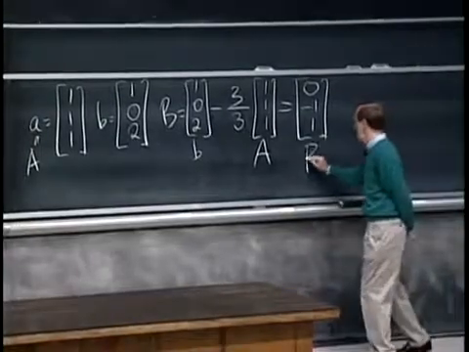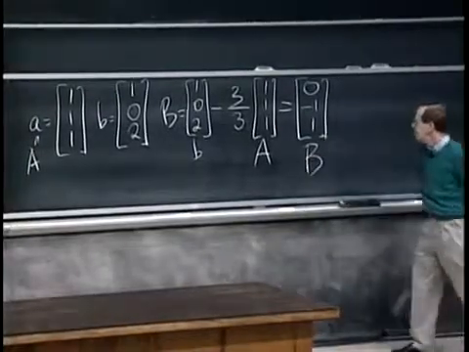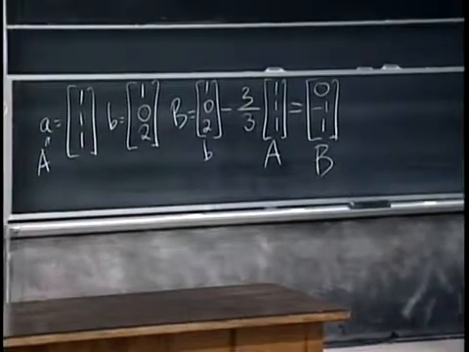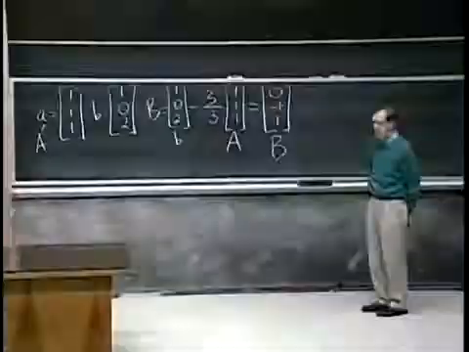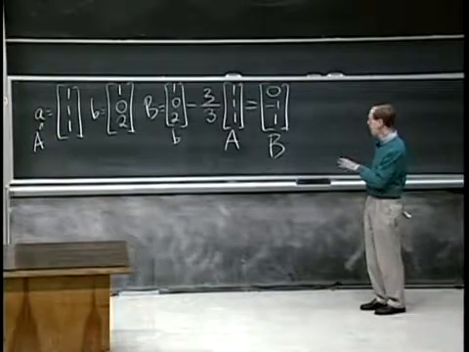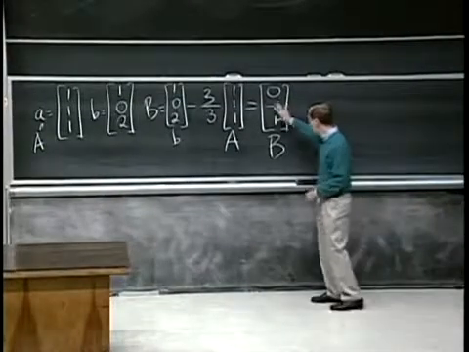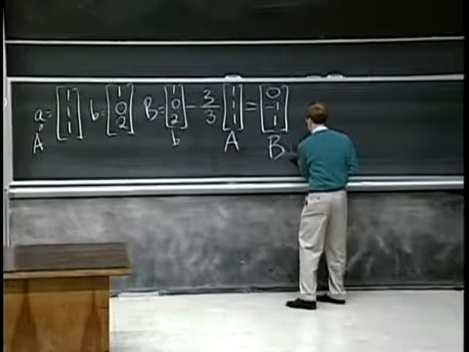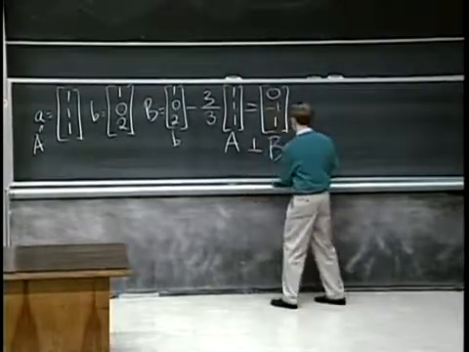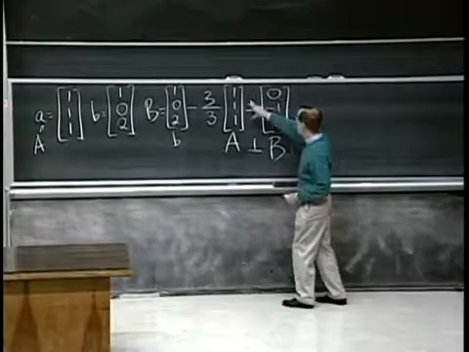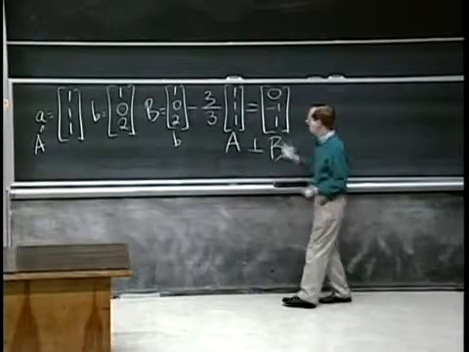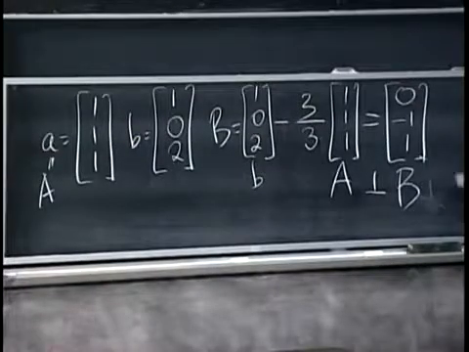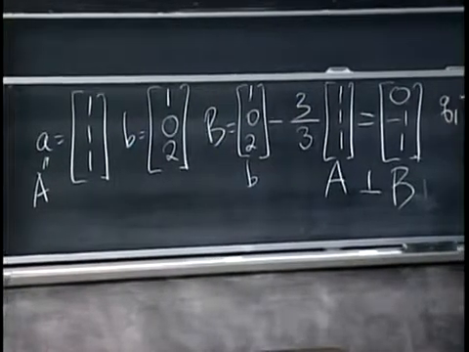And what's this vector that we finally found? This is B. And how do I know it's right? How do I know I've got the vector I want? I check that A and B are perpendicular. Just look at that. The dot product of that with that is 0. Okay. So now what is my Q1 and Q2?